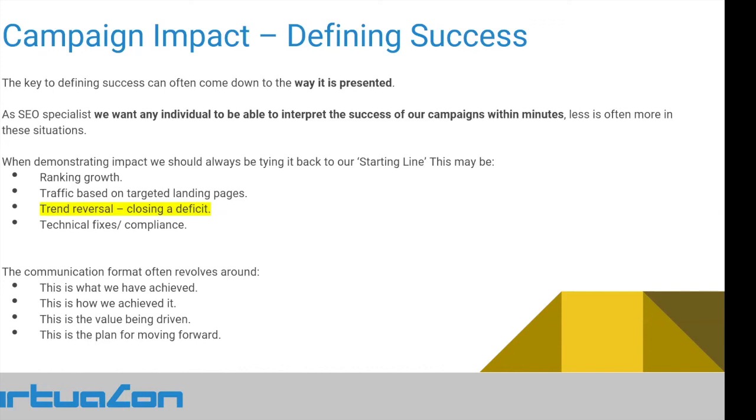When it comes to actually demonstrating the impact, again, we can tie this back to the start line. It may be that, with some of the KPIs at the start around ranking growth, you want to be showing that. It could be traffic based on actual targeted landing pages. I've highlighted this one in yellow because sometimes a graph that's gone to 0 is never that impressive. However, if in 6 months you can close and write off the traffic deficit or trend reversal, that's a massive achievement and one that needs to be highlighted. And then finally, it could even be from a technical perspective. If you've got a technical audit that's been going on for 6 months or 3 months, it could be the list of actions off the back of that, fixes that are in play, and more importantly, the fact that we know we've checked those and they're now fully compliant.